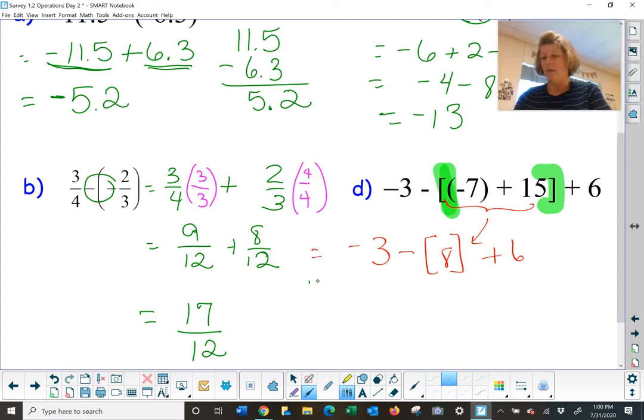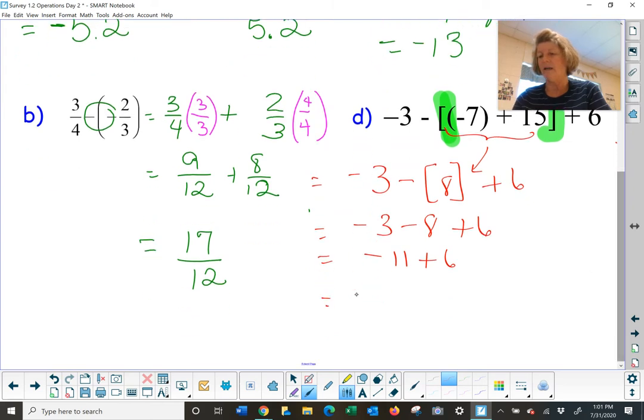And now I'm going to take, I really don't need the bracket, so I'm just going to rewrite it. It's good for your notes because then you know exactly how we came upon our final answer. I'm going to get -11 plus 6. The bracket really was not necessary at that point, was it? And then I get -5 for my answer. Awesome.